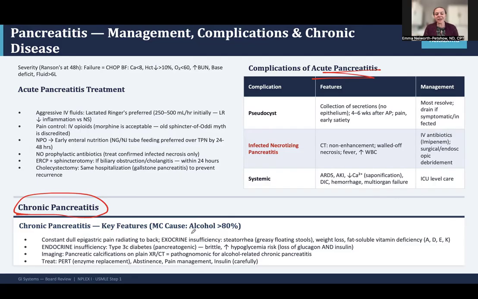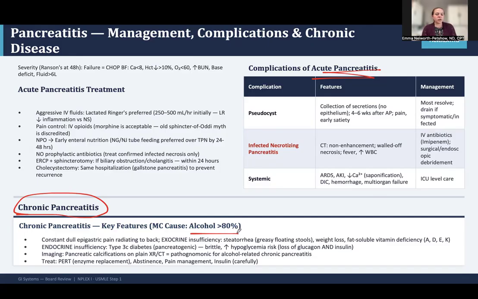The most common cause here is alcohol. And this is more of a constant dull epigastric pain that radiates to the back due to an exocrine insufficiency. So you can see steatorrhea, greasy floating stools, weight loss, and fat-soluble vitamin deficiencies.